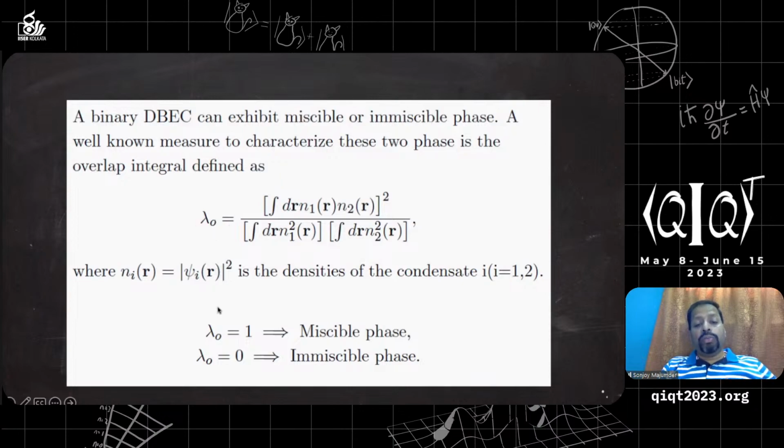If the overlap is very good, we say that this is miscible, that means that lambda 0 is 1. If the overlap is not good, they are immiscible, that is lambda 0 is 0. So by changing this, we can also control the superfluid, supersolid and droplet features.